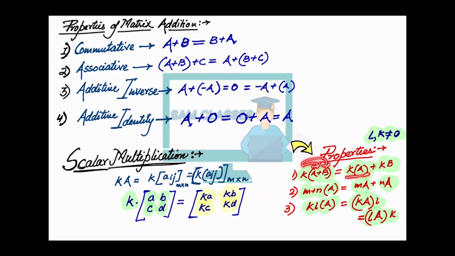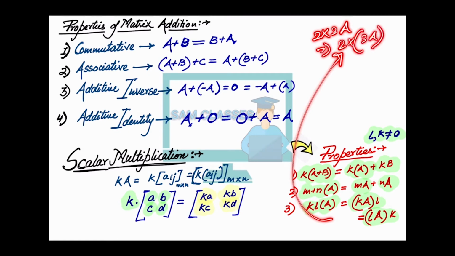Now the properties. K will multiply to the first matrix and the second. If I have two matrices, I can do it like this: K times the first plus K times the second. Or if I have two values K and L and I'm multiplying with A, it's the same thing as multiplying the whole thing with L first and then with K. So no problem in that, students. We can take a simple example: 2 into 3 into A is the same as taking 2 into 3 times that matrix A, and you will get 6A. Okay, students?